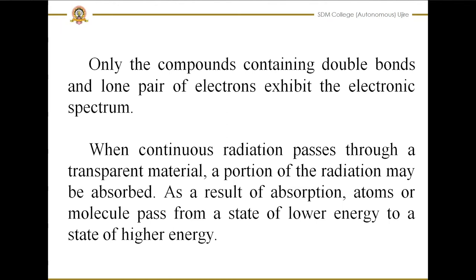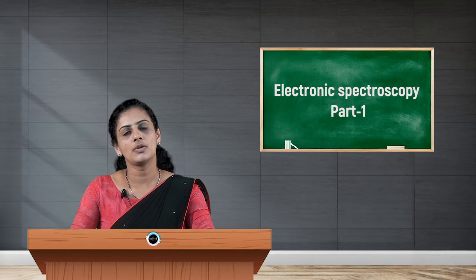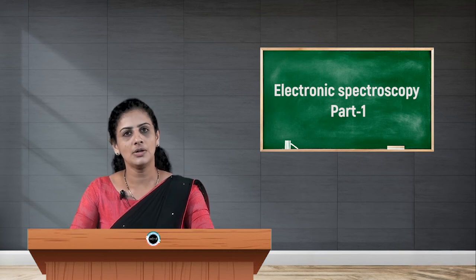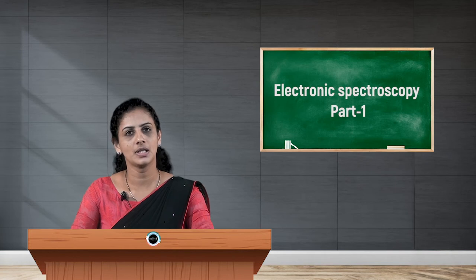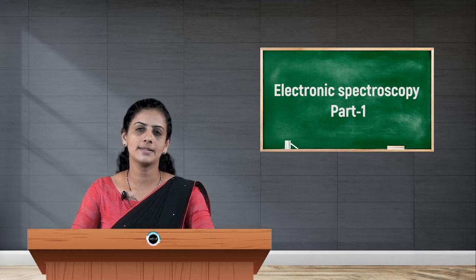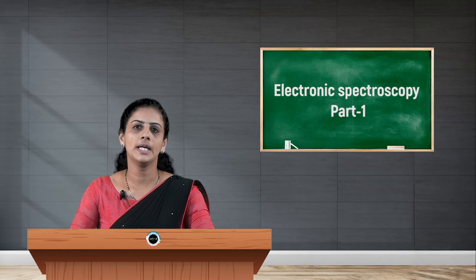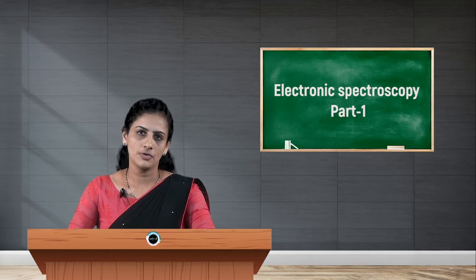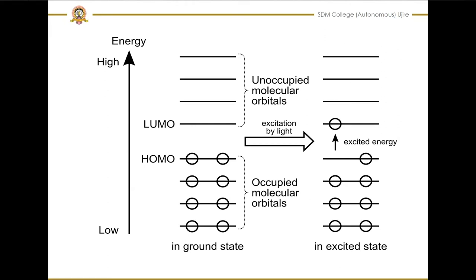the electronic spectra. As I told you, the electronic spectrum is the concept of transition of an electron from a lower energy level to a higher energy level. How does this excitation take place? In order to excite an electron, we need to pass electromagnetic radiation to the molecule. Then the molecule absorbs that radiation and the electron gets excited from the lower energy level to the higher energy level. So the electronic spectrum is because of absorption of radiation, not by the emission of radiation. The electronic spectrum is obtained by the absorption of ultraviolet and visible light by the electrons present in the molecule.